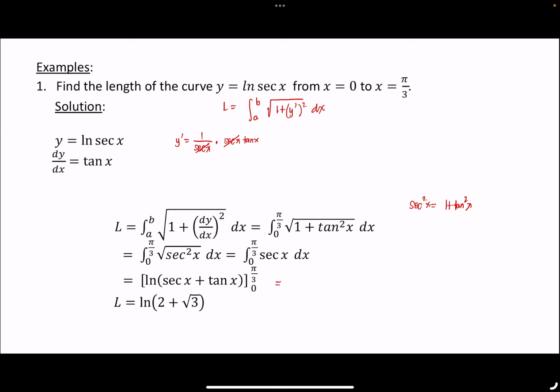So again, it would just be ln of secant pi over 3 plus tangent of pi over 3. You may use your calculator for this. And then minus ln of secant 0 plus tangent 0. Tangent 0 is 0, secant 0 is 1, and ln 1 is 0. So that's why the lower limit would be cancelled out. So the arc length is ln of 2 plus square root of 3.